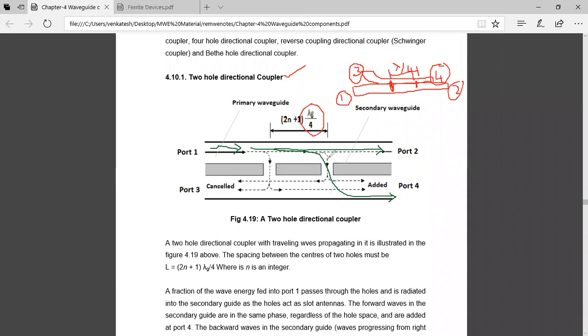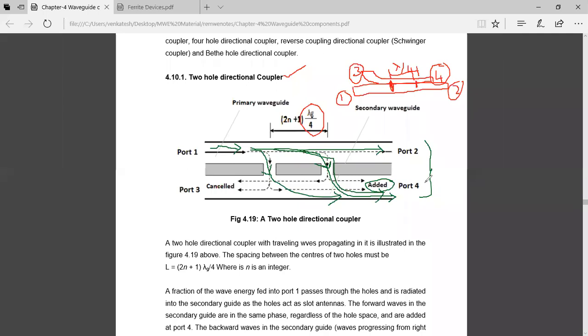Now when port 1 is considered as an input port, part of the signal will come out of port 2 and part of the signal will move to port 4. These two act as output ports. There is also a possibility that the signal comes out of the first hole and moves towards port 4. The signals moving from the second hole and the first hole will be added up here.